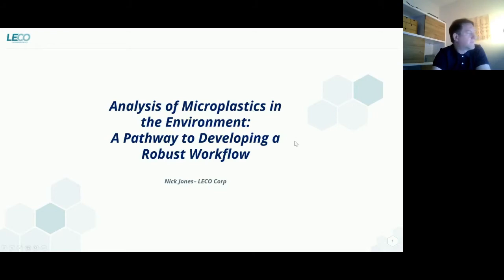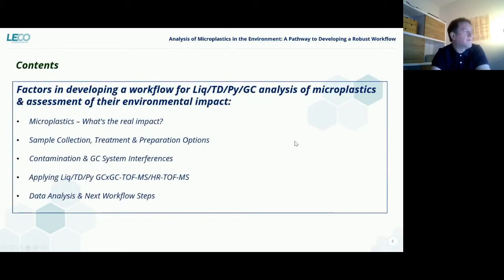So, factors in developing the workflow for either liquid introduction, thermal desorption or pyrolysis GC analysis of microplastics. What's the real impact? Just a little summary. I think you've heard a lot about this from the excellent presentation so far. Then we touch on sample collection, treatment, and preparation options. Big consideration is contamination and interferences right through from that sample collection and up to the GC analysis. So we'll look at that a little bit.